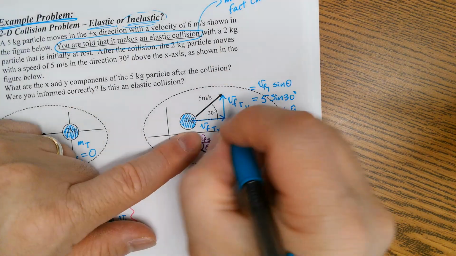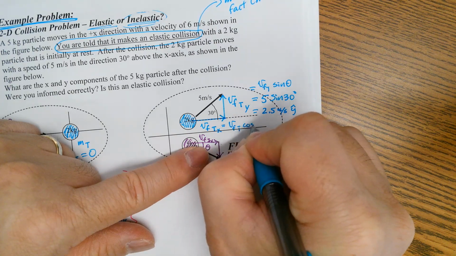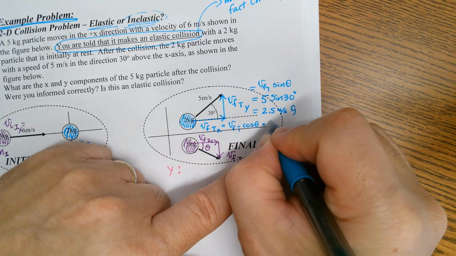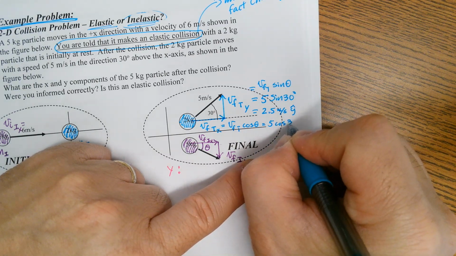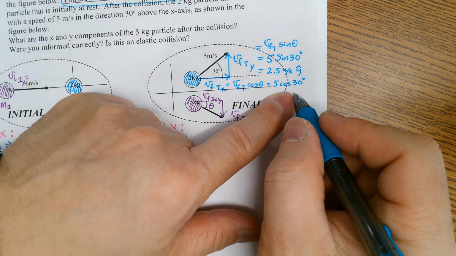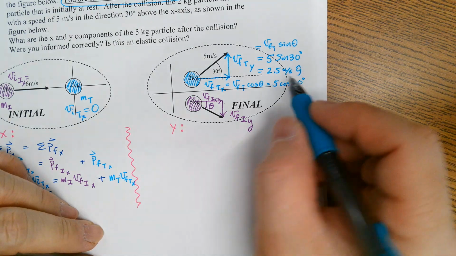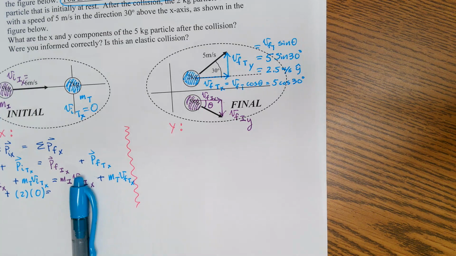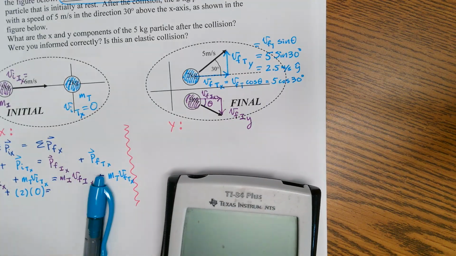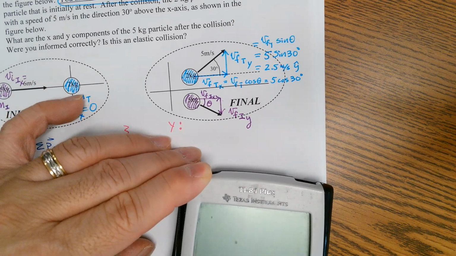For the x, that is the same as V final target cosine of theta, which is 5 times cosine of 30, right? What's cosine of 30? 0.866, and 5 times that, so what's that? It's like 4.33. Let me check.